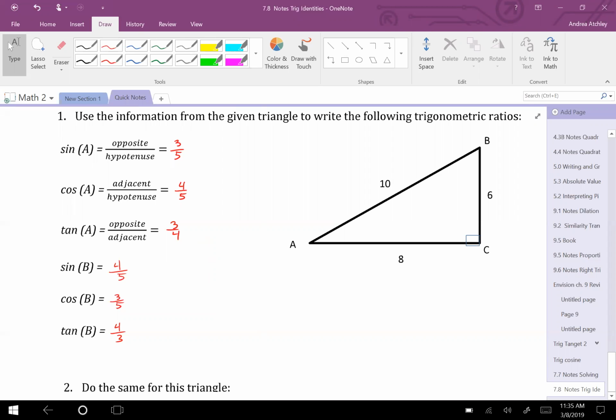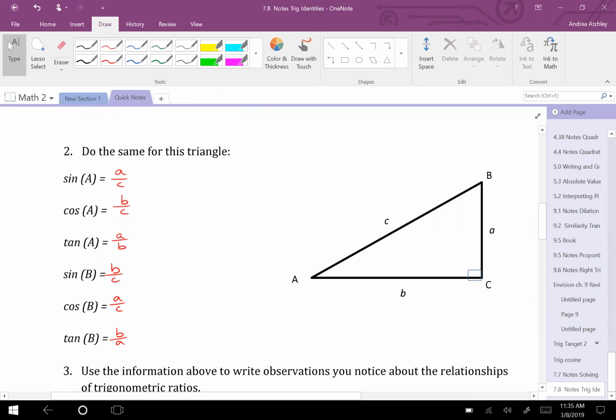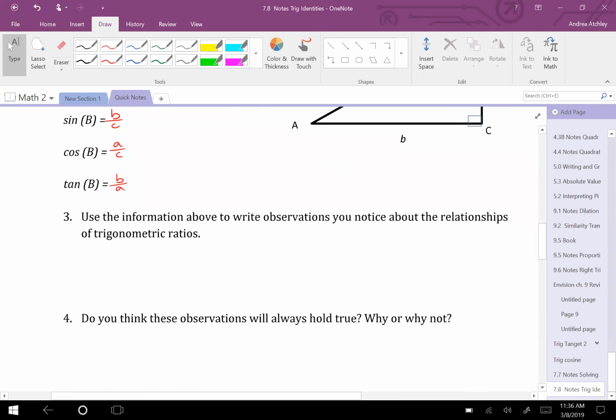Okay, do we agree with all those? Yeah, okay. And here's 2. Do you agree with all that? Okay, what did we notice? Anyone notice anything? Yep, they all have their own formulas. The opposite of hypotenuse, is that what you're talking about?